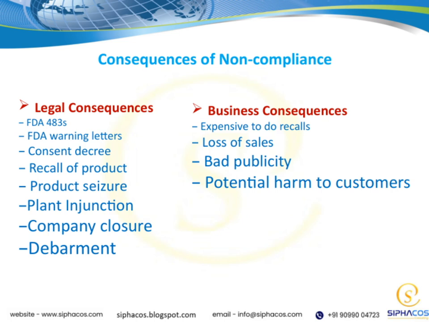On the legal side, noncompliance can lead to serious regulatory actions. We might receive FDA 483s or warning letters, which are formal notices of deficiencies. In some cases, this can escalate to a consent decree, where we're required to make specific changes under legal oversight. If the issues persist, it could result in recalling products, seizing inventory, or even a plant injunction that temporarily halts operations.